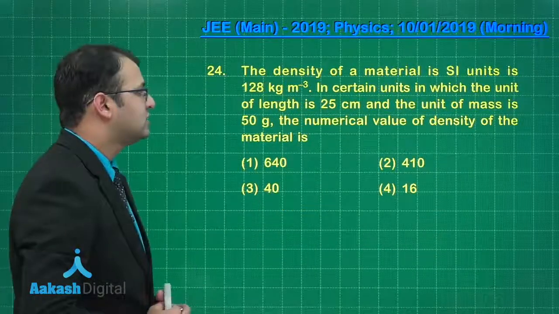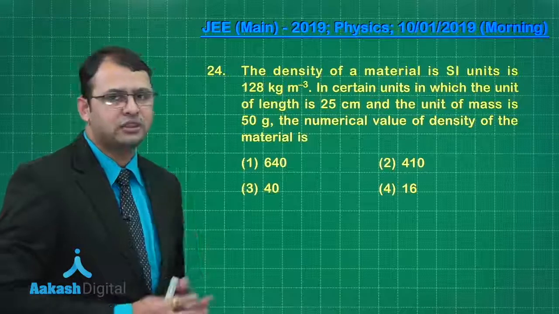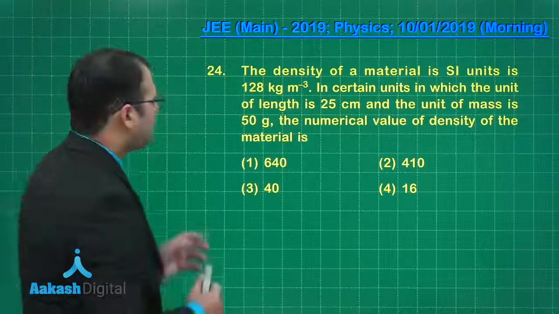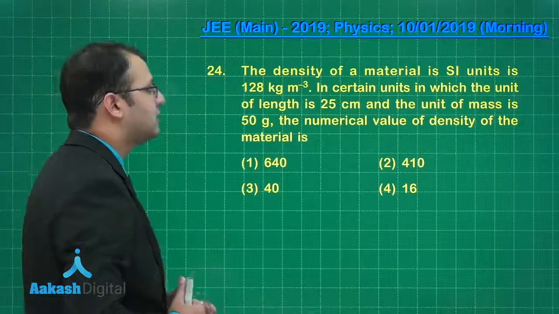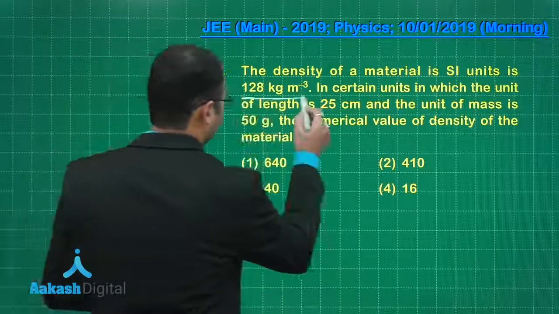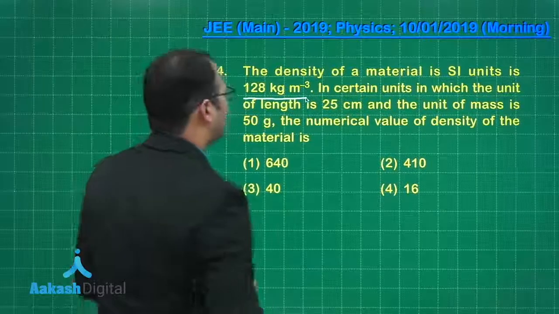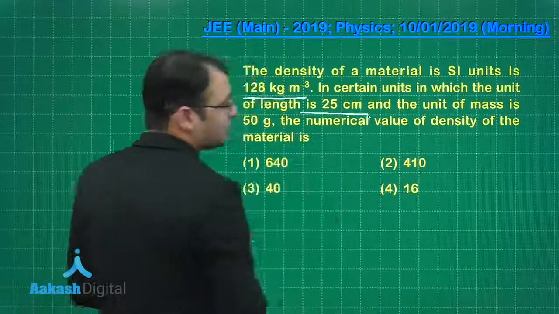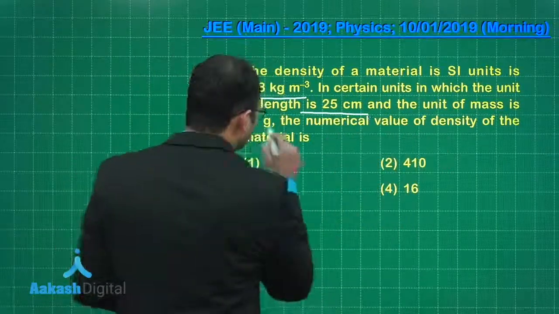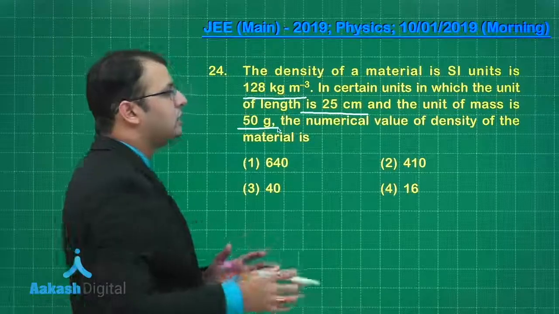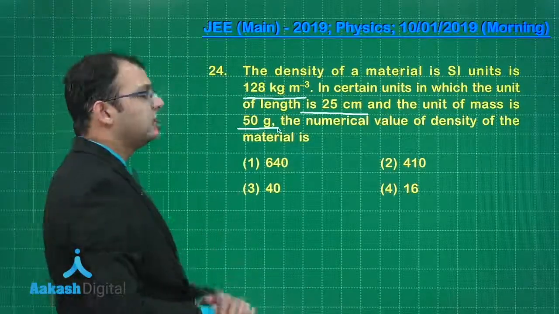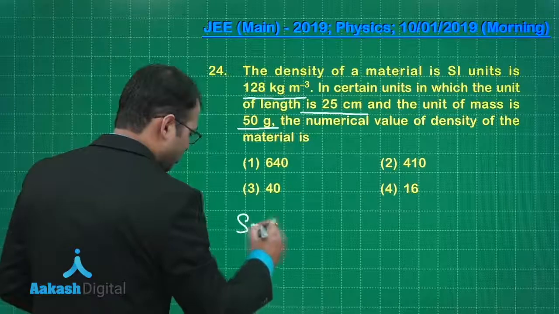Now this question belongs to units and measurement, that is the part of mechanics. As per the question, the density of material in SI units is 128 kg per meter cube. In certain units in which the unit of length is changed to 25 centimeter and the unit of mass is changed to 50 gram, the numerical value of density of the material is. So let's start with the solution.